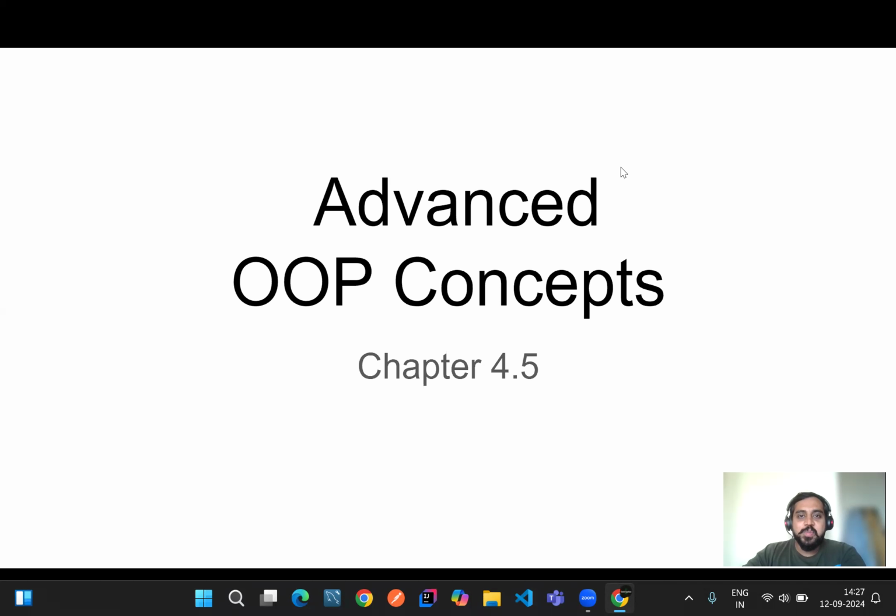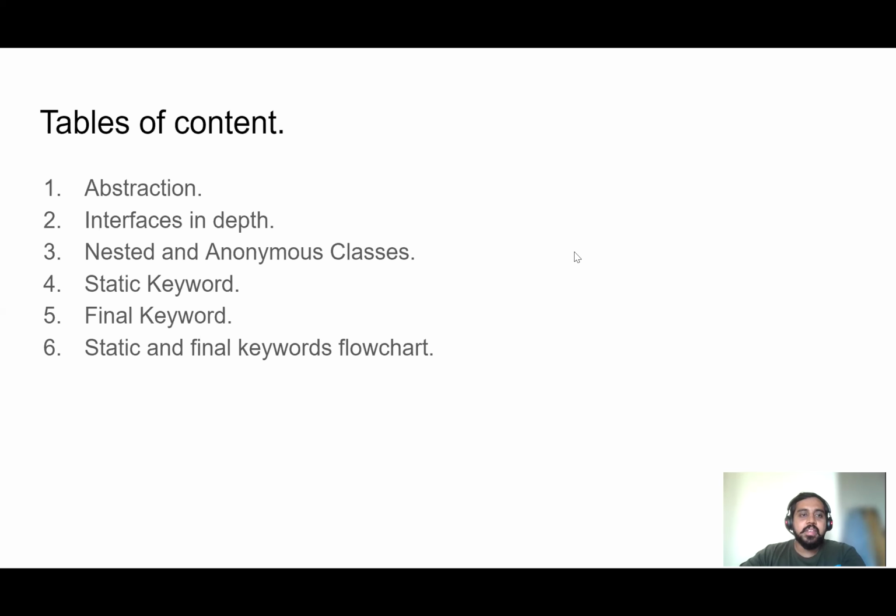Today we'll see the advanced OOPS concept, the final keyword. In our previous videos, we saw what abstraction is, what interfaces are in depth, and what nested and anonymous classes are, and what I mean by the static keyword. So today we'll see what the final keyword is.